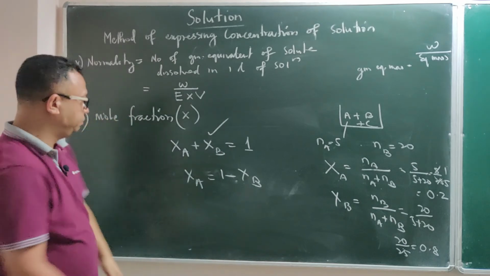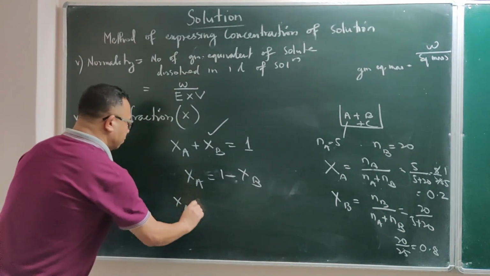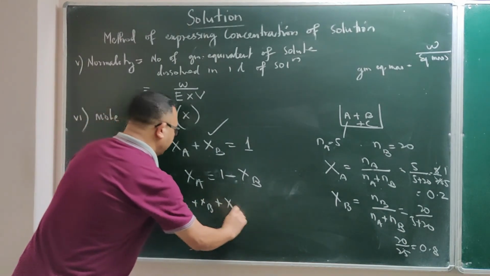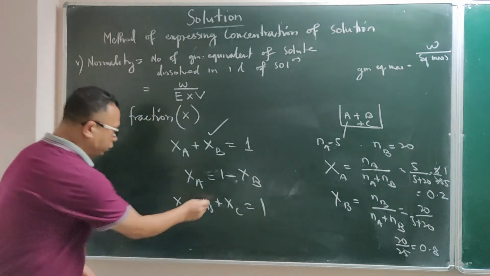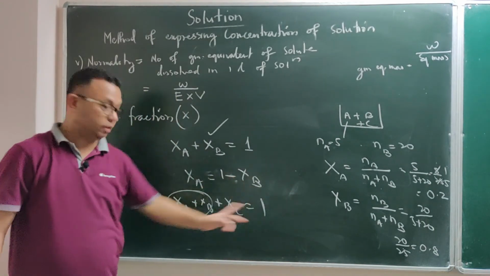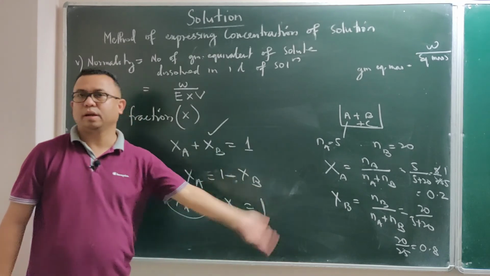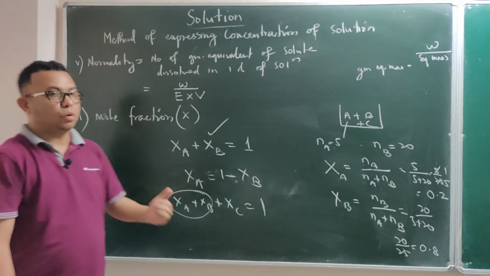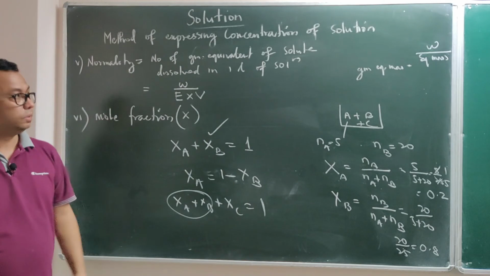If three are present, XA plus XB plus XC, that is also equal to 1. So that means if you know two of them, then the third one can be calculated. Add these two, take it to that side, subtract, and you will get the third one. This is what is your mole fraction.